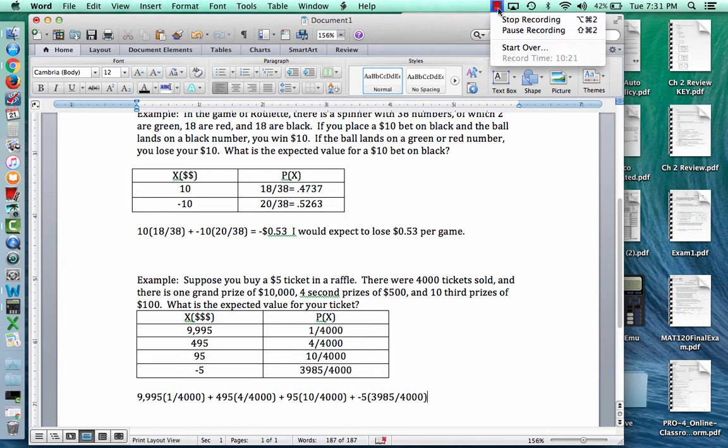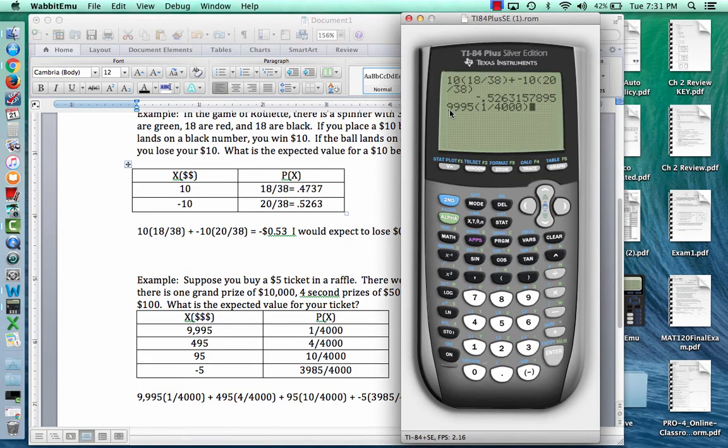So let me pause this. Okay, so I did the first number times the first fraction, 9,995 times 1 divided by 4,000, plus 495 times 4 divided by 4,000. So that's that probability, plus 95 times the probability of 10 divided by 4,000, plus -5 times the probability of losing, which is 3,985 divided by 4,000.